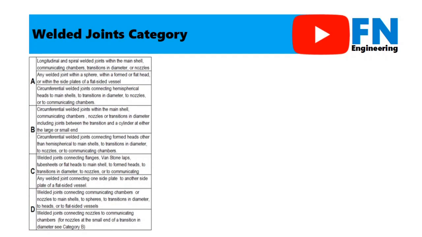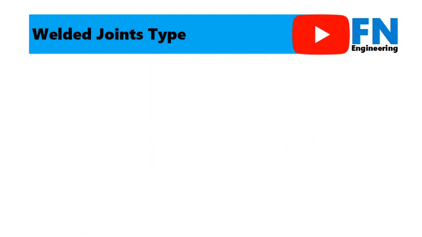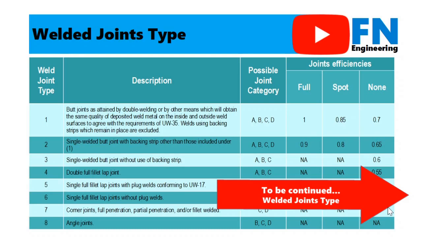Alright, here is the summary of the welded joint categories and the illustration scheme. You can carefully look at this table and this picture to understand all categories. Next, we are going to describe the welded joint type. Here is the table explanation regarding the welded joint type. For detail, I will explain this material in the next video, inshallah.